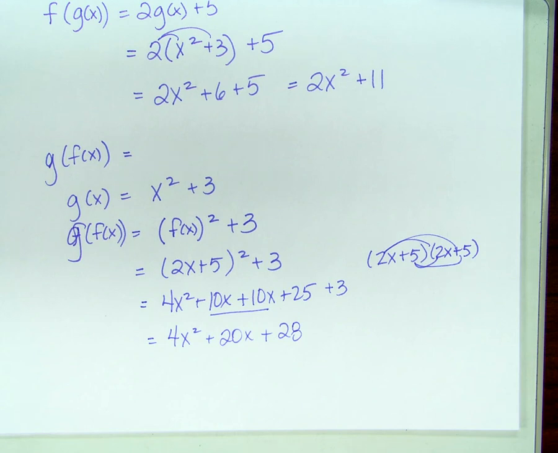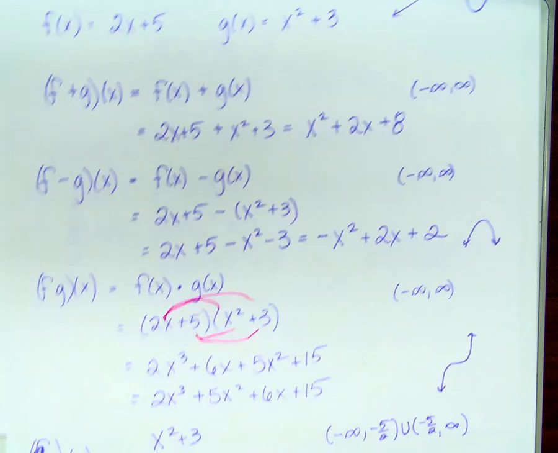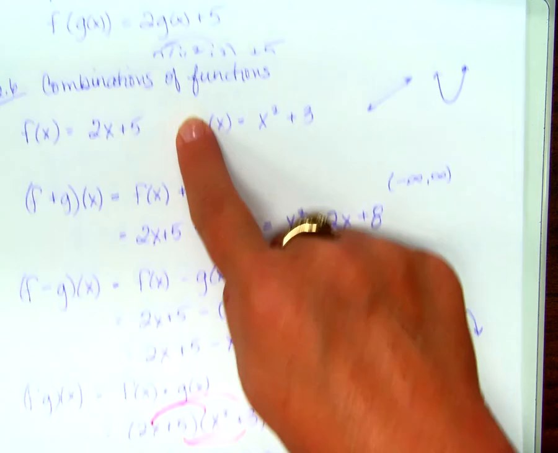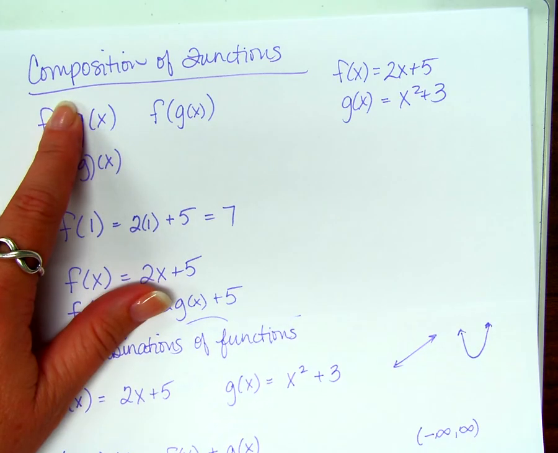So transformations is section 2.5. A little bit with domain and range, things like that. And then 2.6 is combinations of functions and composition of functions. Got it?